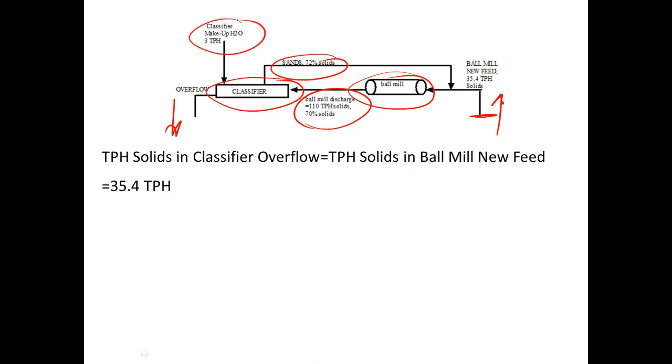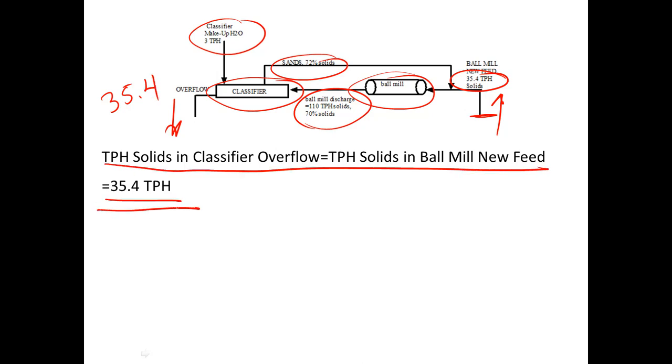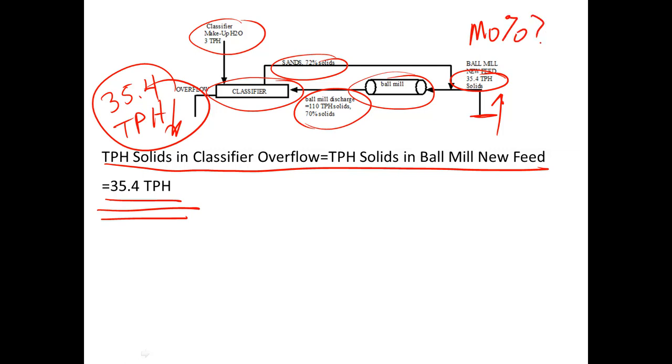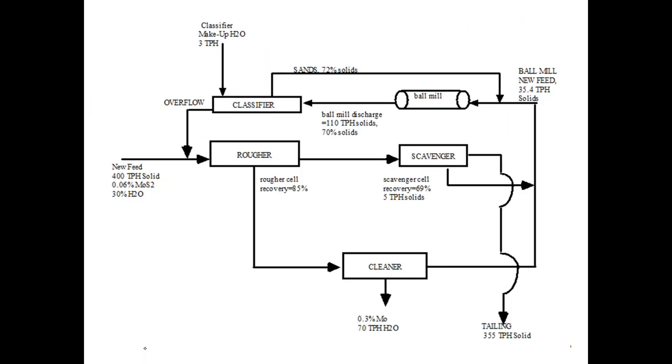And we know there's some water added, but this solid shows up over here, and the grade is going to be the same. So that's what I'm just trying to show, that those two feed streams are the same, and the solid is 35.4 ton per hour. Now, I don't know the molybdenum grade yet, but it'll be the same over here when I do know it, but I haven't calculated that yet. Okay, let's go on then.